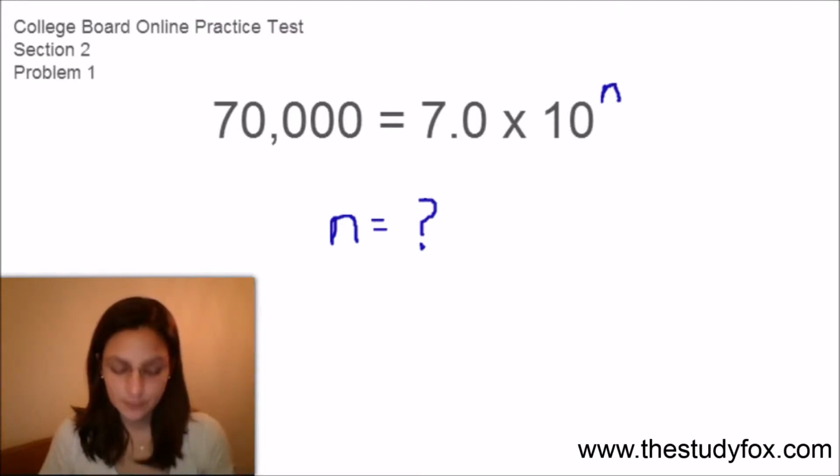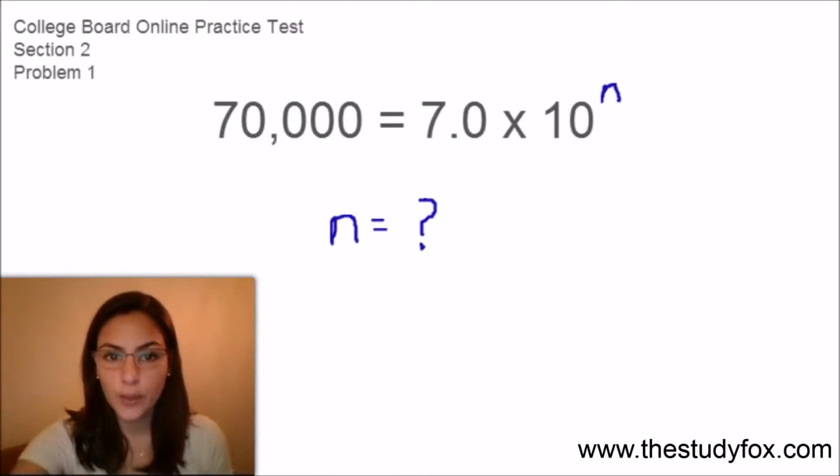Problem 1 reads, when 70,000 is written as 7.0 times 10 to the nth power, what is the value of n? Alright, so we've written down our equation here on the whiteboard, and we want to know what n is, and n is the exponent right here. This is a really simple scientific notation problem.